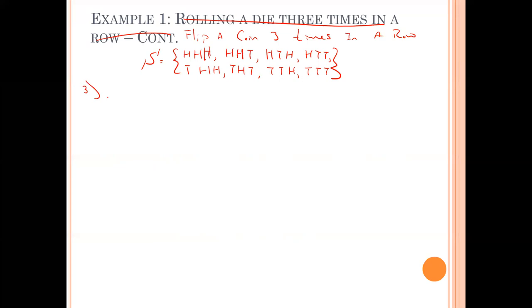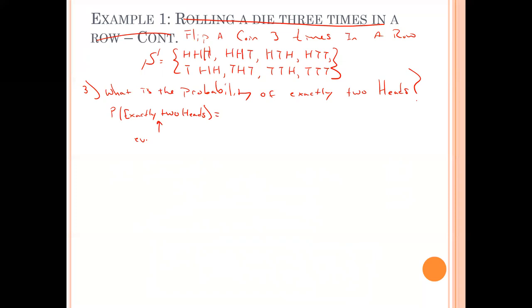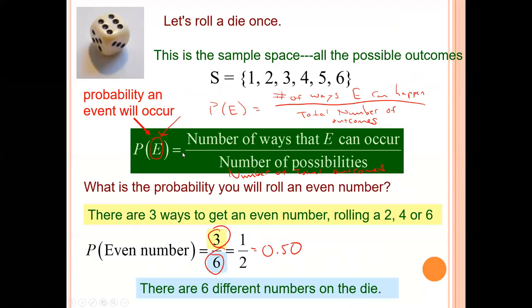So the third question is this: what is the probability of exactly two heads? All right, so I'm going to write this out using that classical definition so you can see exactly what's going on here. So I want to find the probability of exactly two heads. This is my event E from the definition. Let me go back a slide or two so you can see what the definition is. It's the number of ways E can happen divided by the total number of outcomes.